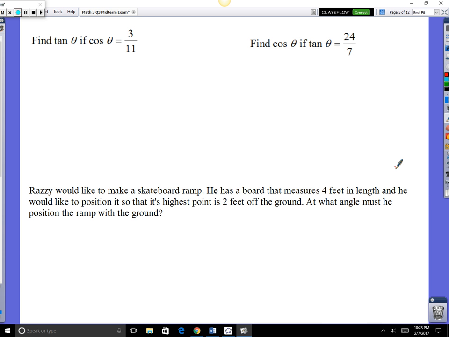Okay, now, story problem. Razzie wants to make a skateboard ramp. He has a board that measures 4 feet, and he would like to position it so that its highest point is 2 feet off the ground. So we're going to come up 2 feet off the ground. He's going to lay a board that's 4 feet. At what angle must he position the ramp with the ground? So there's your 90. It wants to know the angle. What's the angle? How many degrees is this ramp off of the ground?